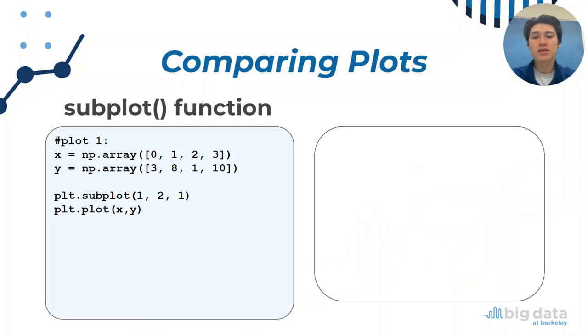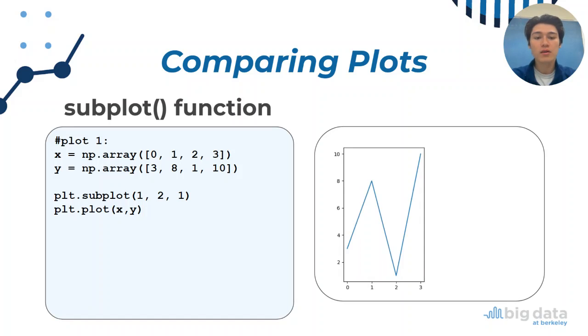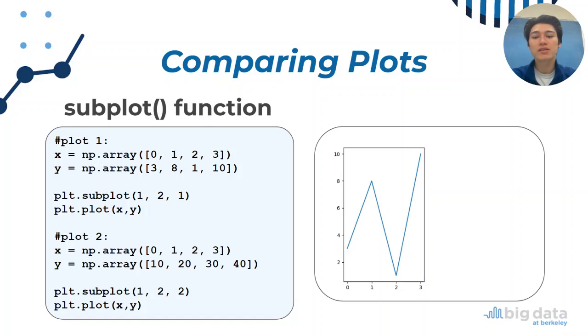So we're going to call the function and pass in the parameters 1 and 2, representing the dimensions of our figure. We're then going to pass in the number 1, meaning that whatever we plot is going to be in the first slot of our figure. You can see we successfully plotted our first plot. Next, let's call the subplot function again, but specify the value 2 in our third parameter. And now we have our completed subplot.